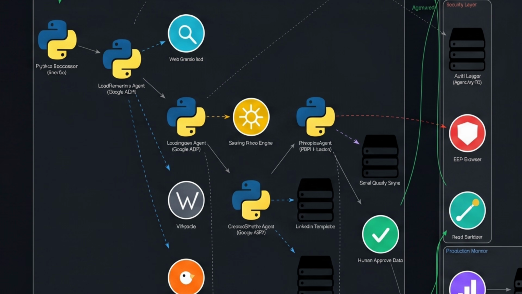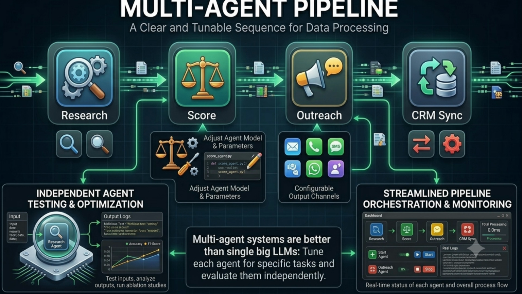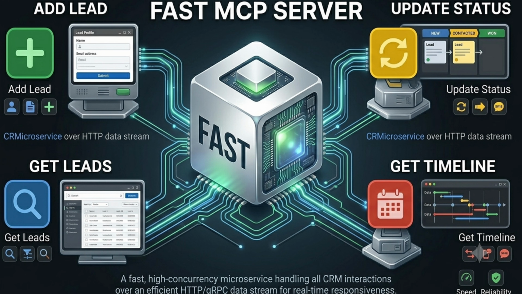Let me quickly walk you through the architecture. First, a multi-agent system built with Google ADK: four specialized agents, each with one job, running in a sequence. This is better than one big LLM prompt because each agent can be tuned, tested, and improved independently. Second, an MCP server. The CRM is built as a FastMCP server with four tools: add lead, get leads, update status, get timeline. The agents communicate with it over HTTP just like a real microservice.